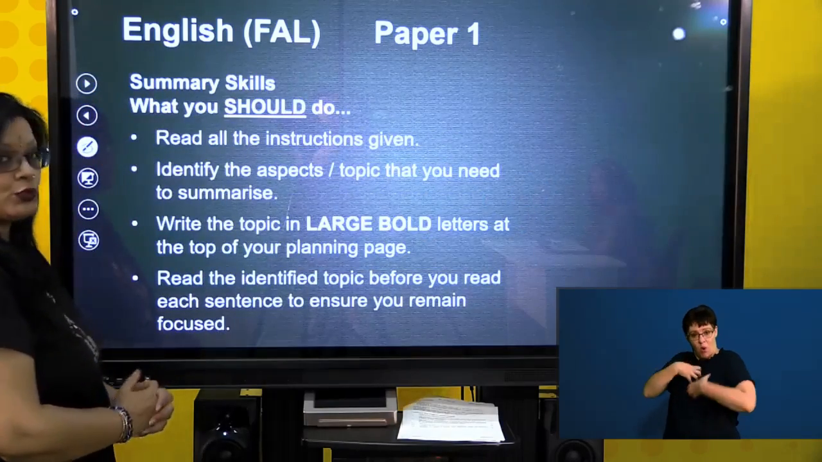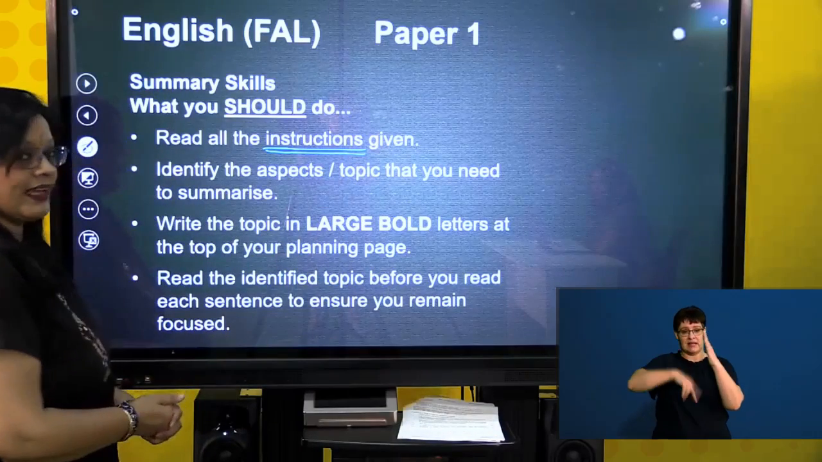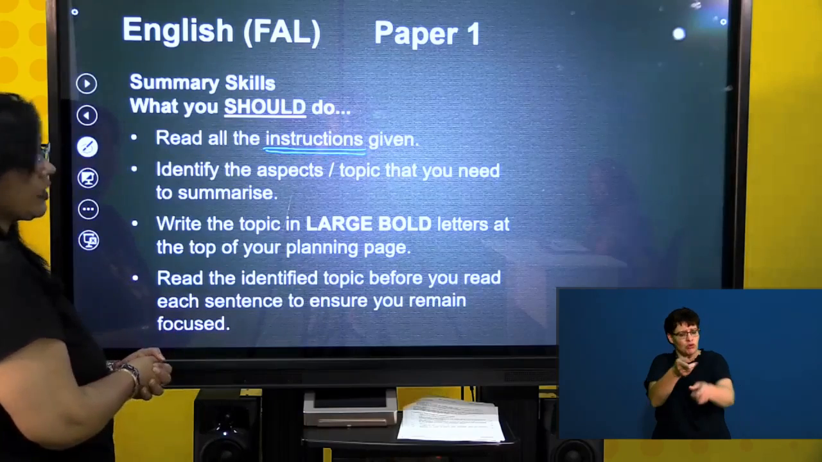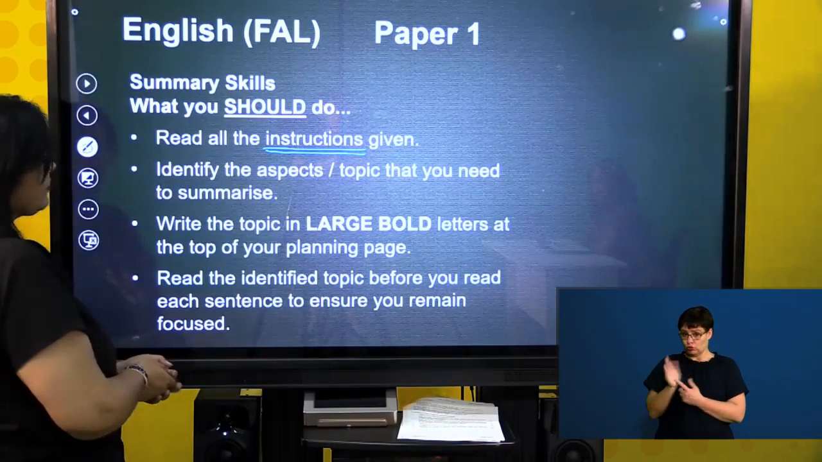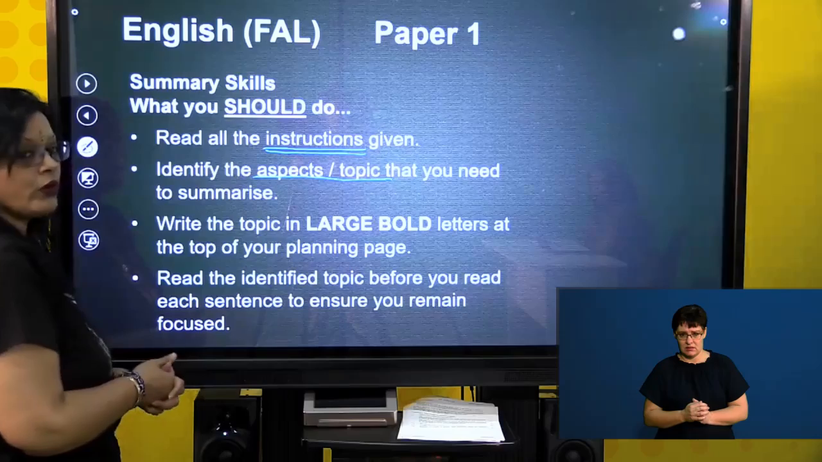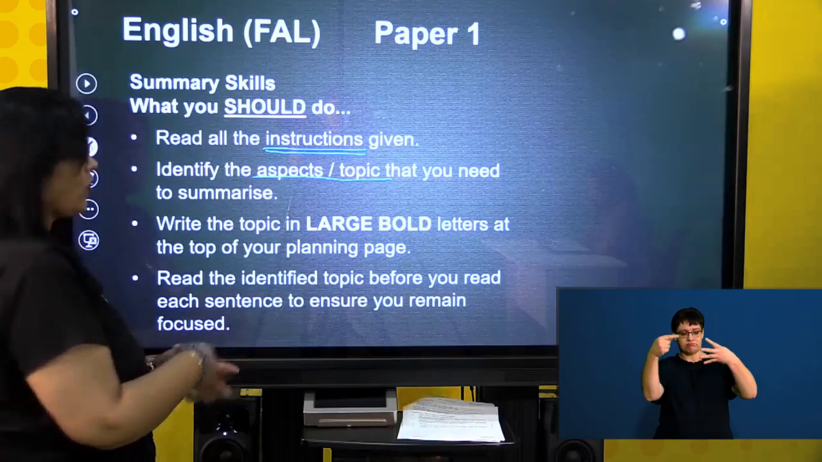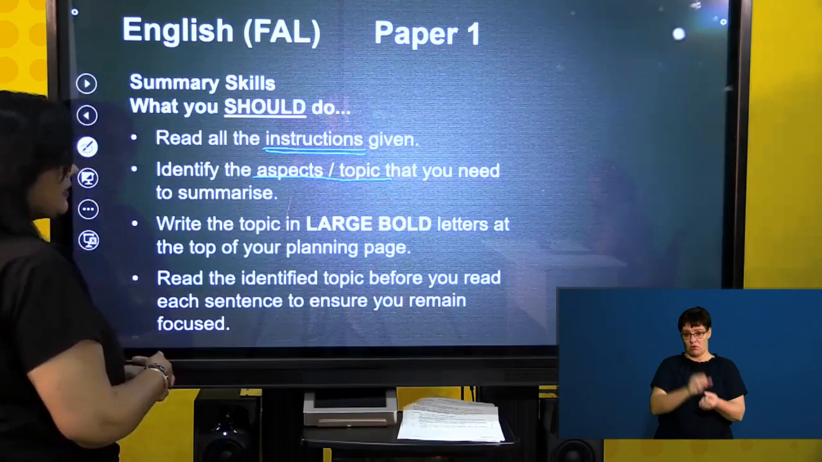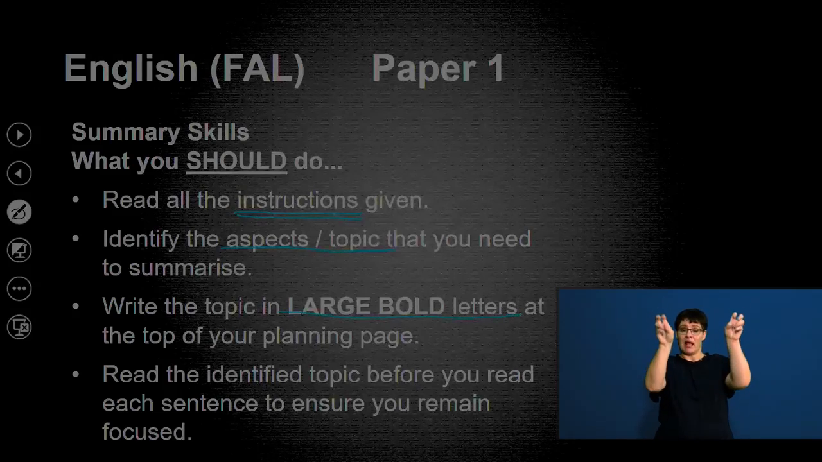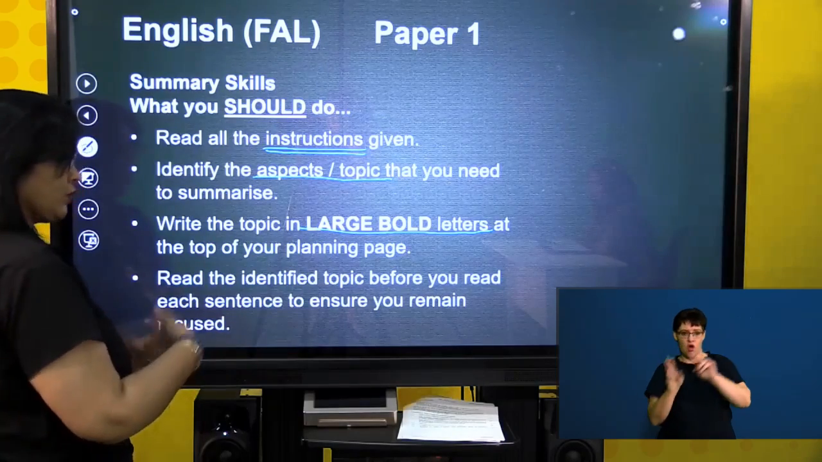So, what should you do? You should read the instructions. This is very, very important. The instructions are there, and they are available, and we will present them just now. Identify the aspects of the topic that you need to summarize. Remember, the summary is usually focused, so they will ask you to summarize points of a certain aspect. Write the topic in large, bold letters so that you keep referring back to it and you remember what you have to do.